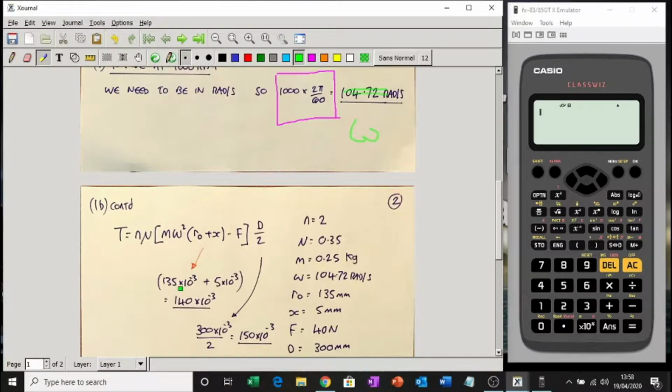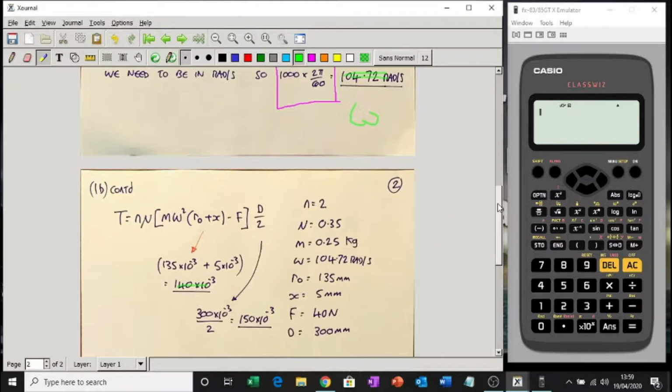R0 plus X is just our numbers again, which are going to be 135 plus 5, which gives us 140. So I'm going to put 140 in there. Take away F, which we know is 40. D divided by 2 is just the diameter, which is 300 from the question, divided by 2, which is 150. So 300 divided by 2 is 150 mil, and then that is it in a meter.